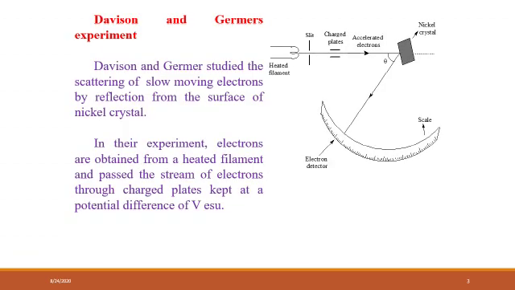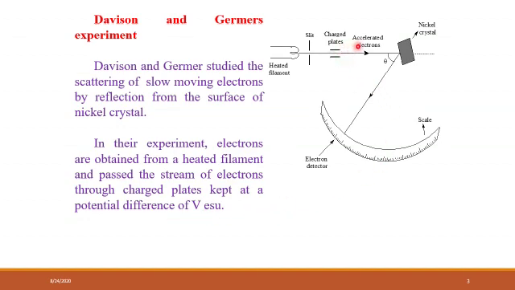Now, what is this Davisson and Germer experiment? You can see it in the diagram also. They studied the scattering of slow moving electrons by reflection from the surface of a nickel crystal. In their experiment, electrons are obtained from a heated filament, and the stream of electrons is passed through charged plates kept at a potential difference of V volts.